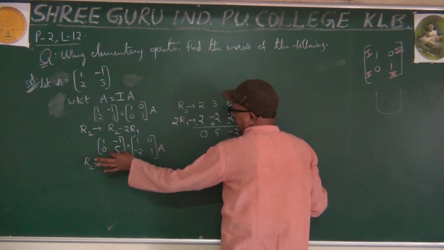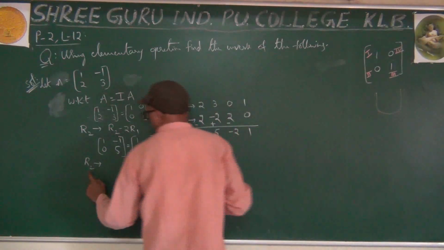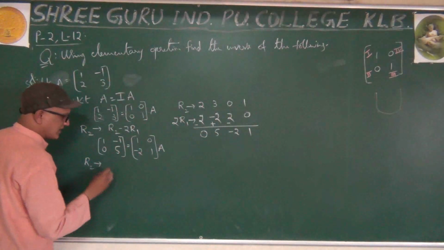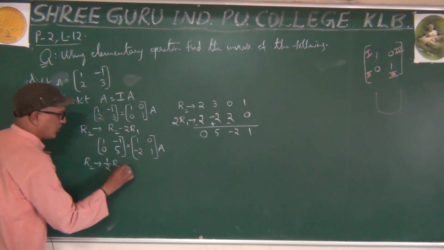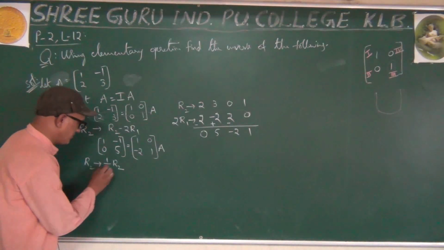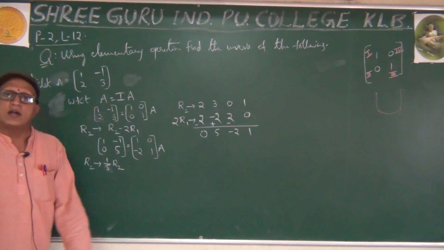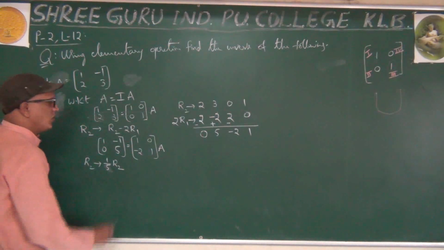Where is it? In the second row. We are changing the second row. How are you changing the second row? We are multiplying the second row by 1 by 5.